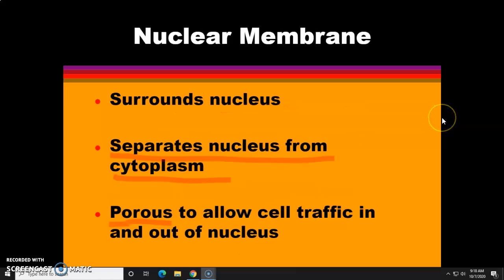Now, the nuclear membrane, that's what surrounds the nucleus. It separates the nucleus from the cytoplasm, and it's porous, which means it has some holes in it, and it allows some things in and some things out. It allows cell traffic in and out of that nucleus, things that can come in and things that can leave.